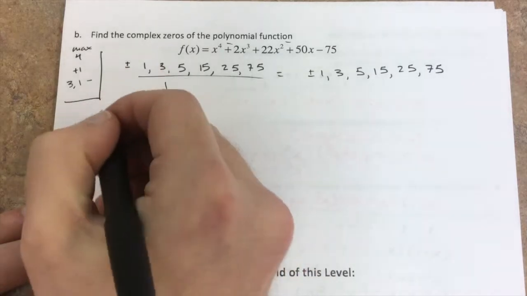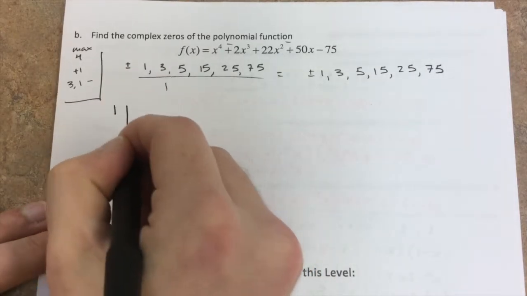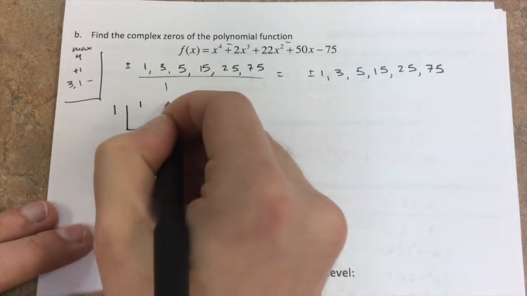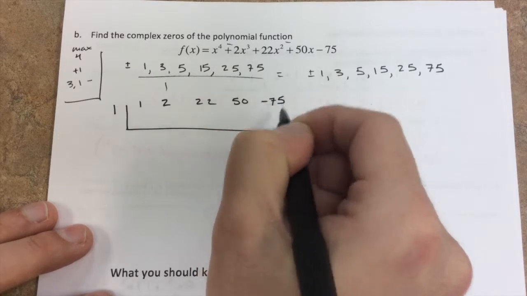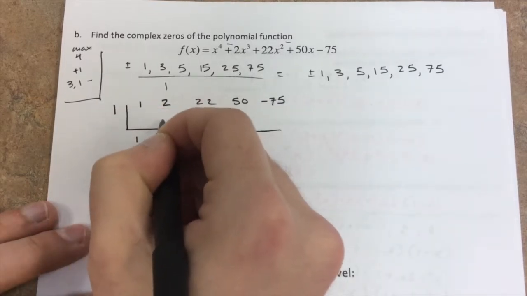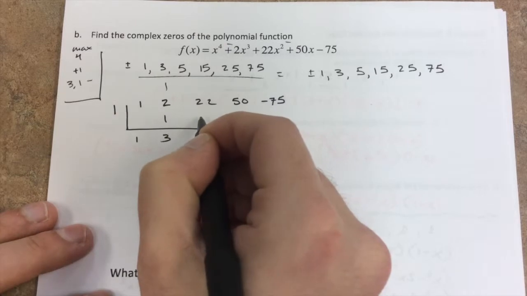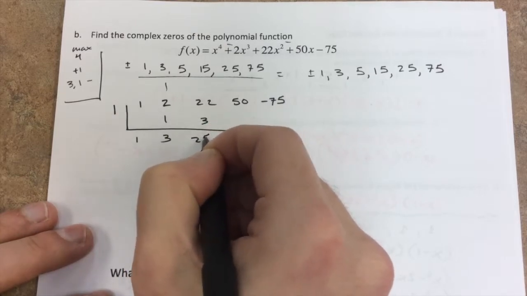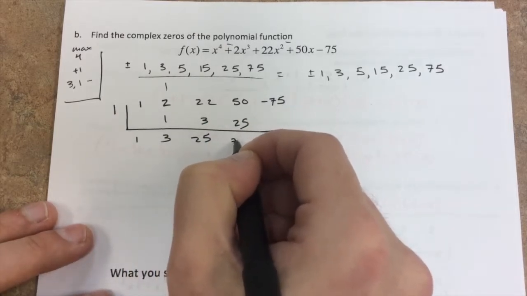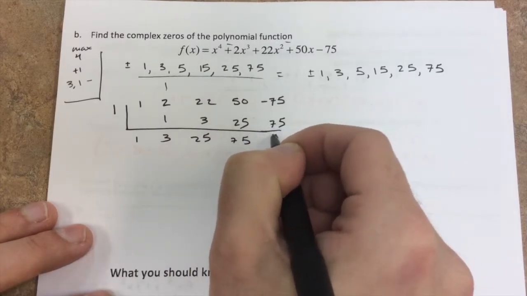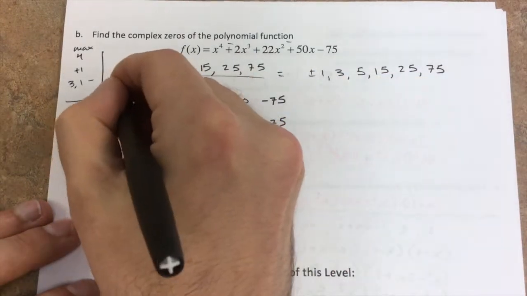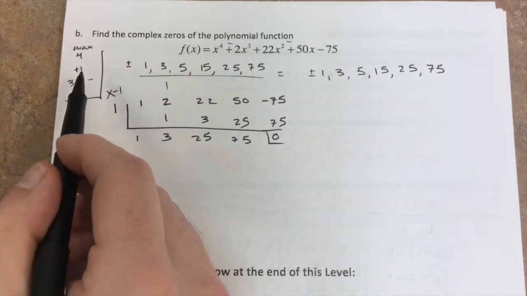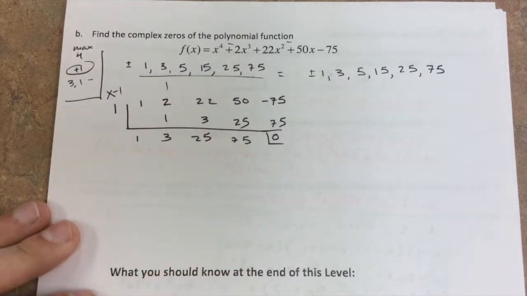I'm just going to start with 1. And for expedience sake, I believe this should work. So 1, 2, 22, 50, and negative 75. Bring down the 1. 1, 3, 3, 25, 25, 75, 75, 0. Okay, so I know that x minus 1 is one of my factors, and that takes care of my one positive zero. So I don't want to try any positives anymore.